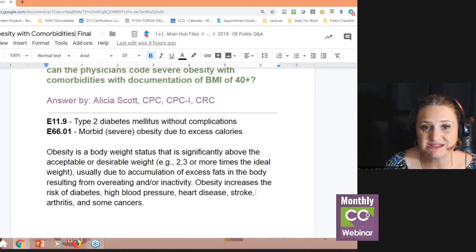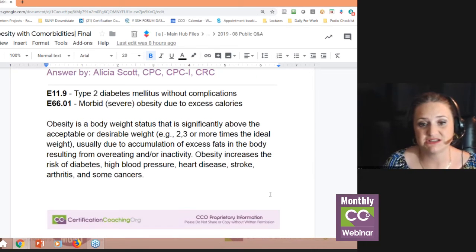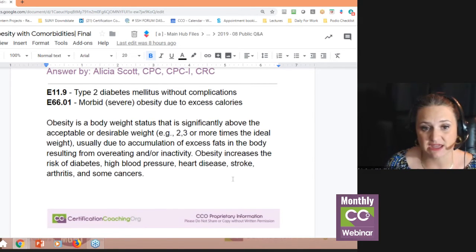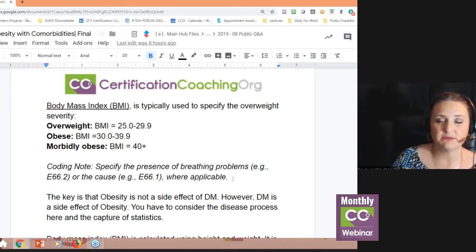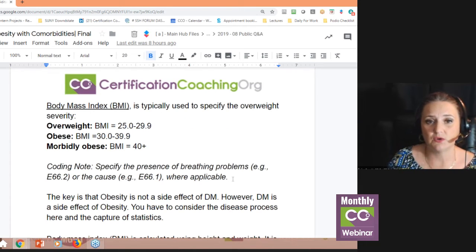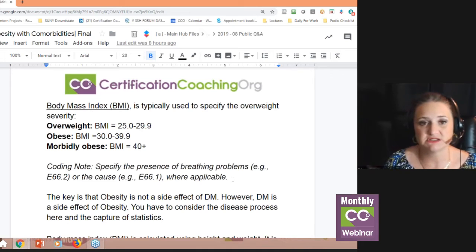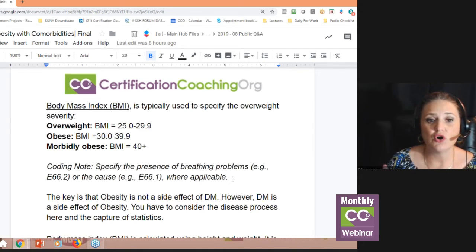But obesity does cause higher risk in the things that the patient stated to have, as well as heart disease, stroke, arthritis, and even some cancers have been linked. So let's look at the BMI real quick. If you want to know the breakdown of the BMI, and you don't have to have this memorized because it's all over the place, you're overweight if your BMI is 25.0 to 29.9. And honestly, that's a pretty low BMI. But you're obese if you're 30.0 to 39.9, and you're morbidly obese at a BMI of 40.